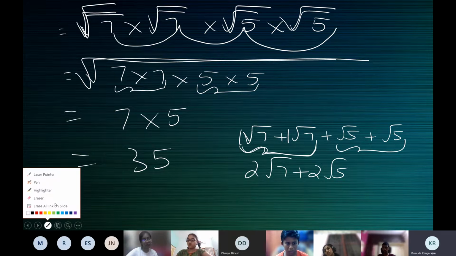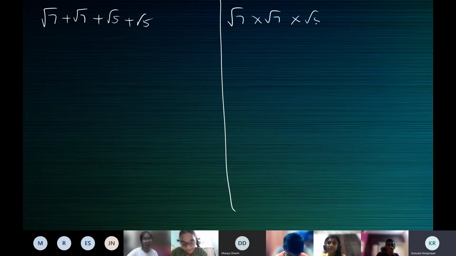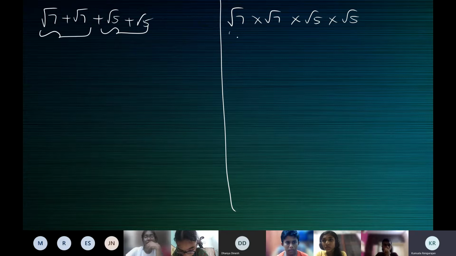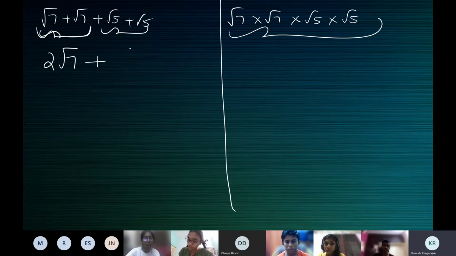Let's do now everything. Meaning we'll do all this. Root 7 plus root 7 plus root 5 plus root 5. What's the difference? Root 7 into root 7 into root 5 into root 5. Here it's addition, only like surds. Here it's multiplication, everybody can be done, of the same order. So here it will be root 7 plus root 7 is 2 root 7, plus root 5 plus root 5 is 2 root 5.